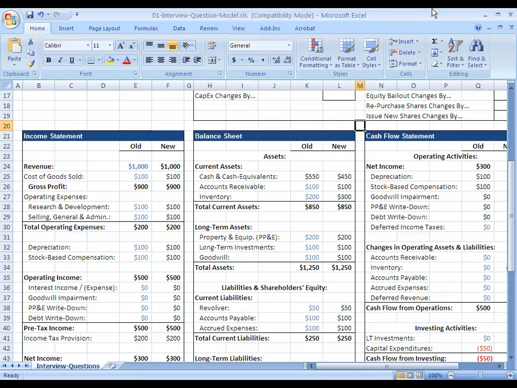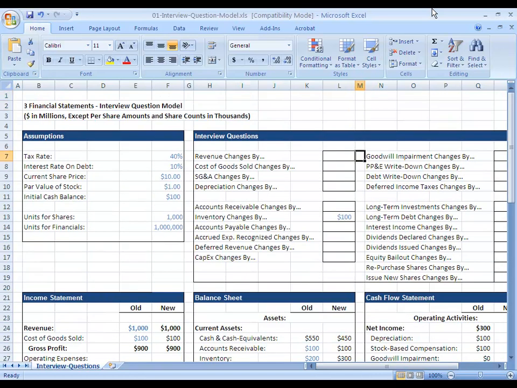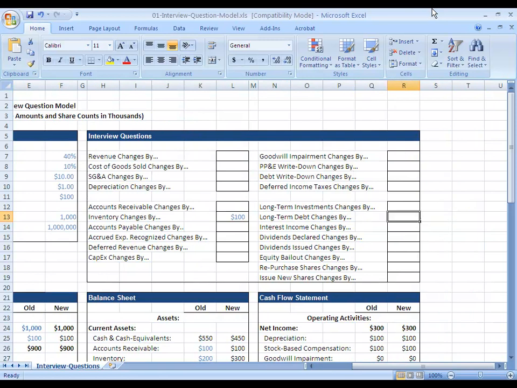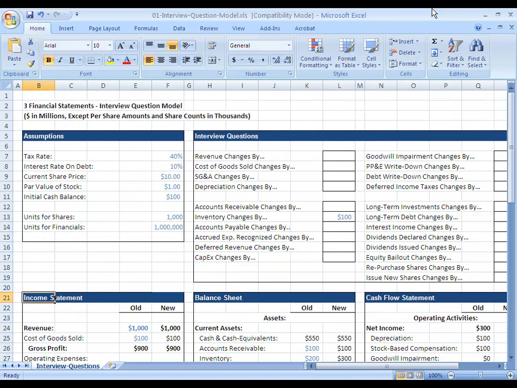So now to change up the scenario a little bit, we're going to assume that we finance this 100 worth of extra inventory with debt instead of cash. So to model out this scenario, what we're going to do is we're going to keep this inventory changes by number right here, but we're also going to enter long-term debt changes by, and I'm going to enter 100 right here. Now we're going to go through the three statements again and see exactly what changes.